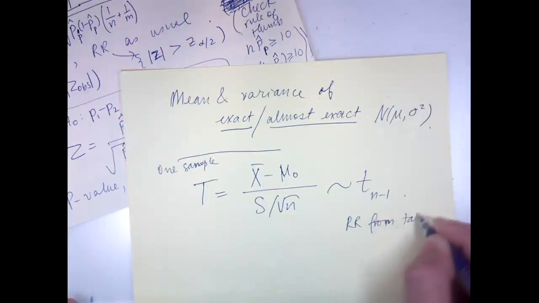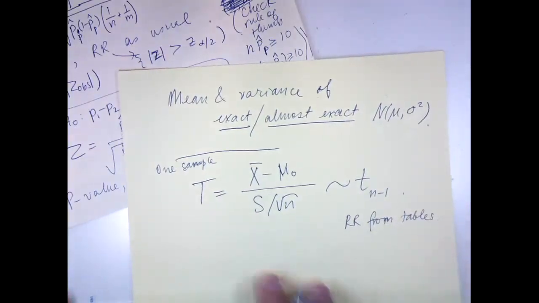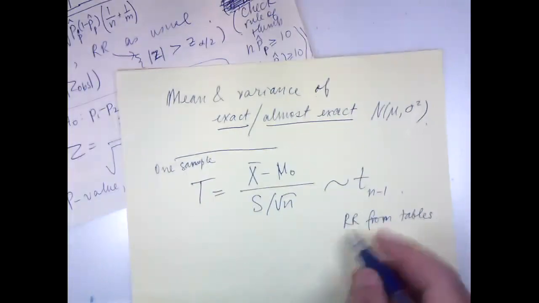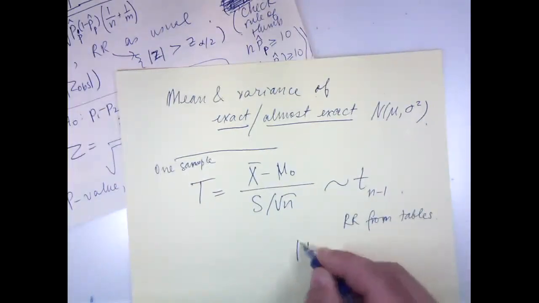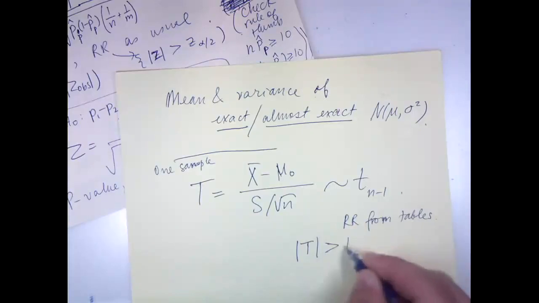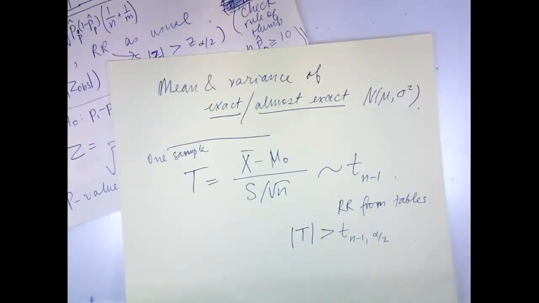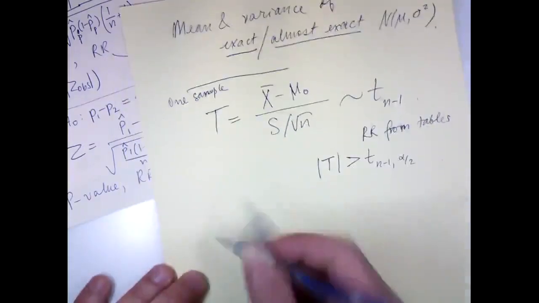So when you're doing a t-test, you won't be able to get an exact p-value. You'll only get a range, but you will be able to get an exact rejection region. So the rejection region for two-sided would be absolute value greater than t n minus 1 comma alpha over 2. Or for one-sided, you take the alpha quantile. Okay? So 2 samples.